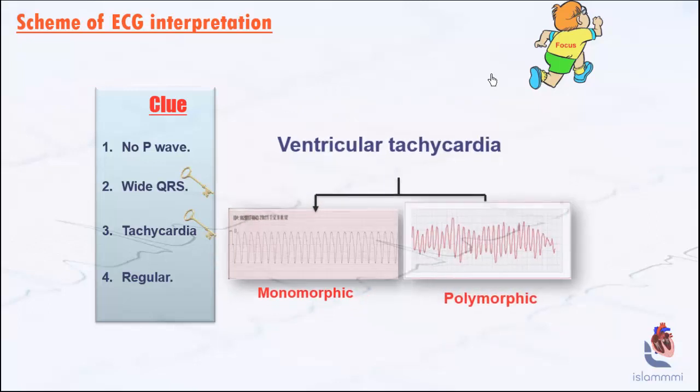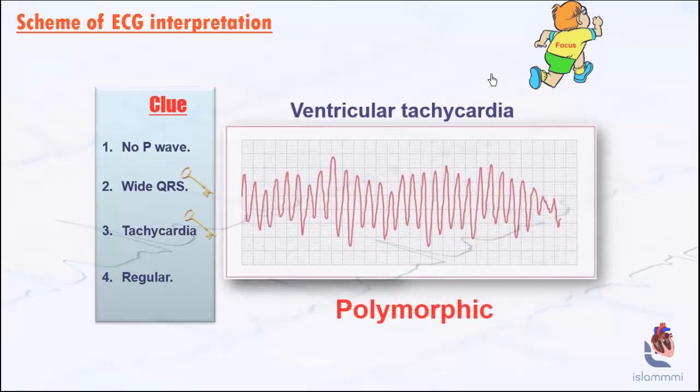As you can see, yes, it's tachycardia, it's still ventricular. Why ventricular? Because it's wide QRS, and at the same time, it's regular, but it has a different shape. So we call that poly, means many, morphic shape. Many shapes or polymorphic. It doesn't have the same shape. This is more dangerous, and we call this torsade de pointes, and in most of the cases, patient might need a DC shock immediately.